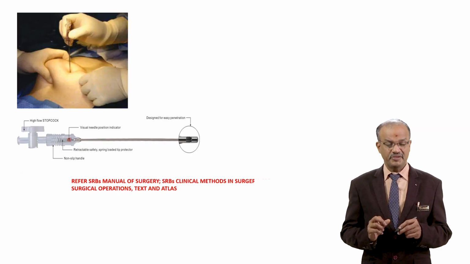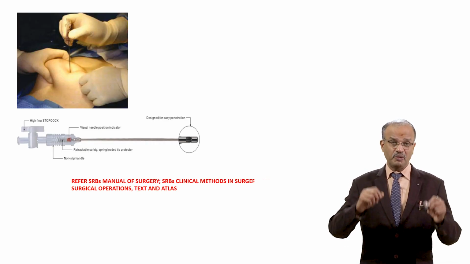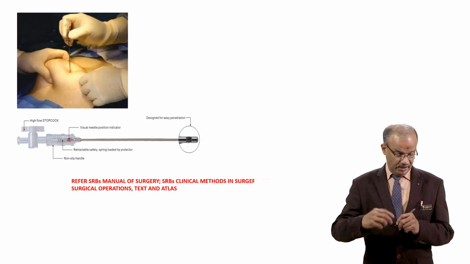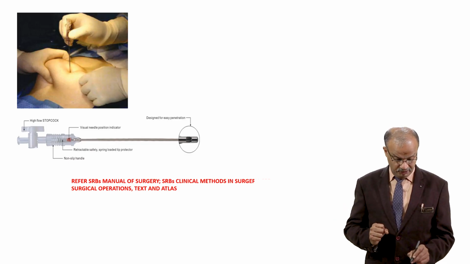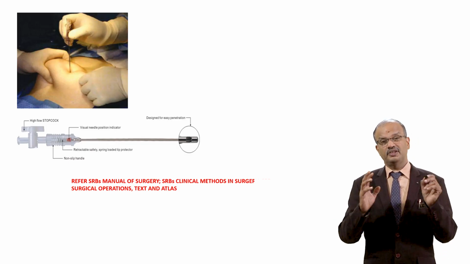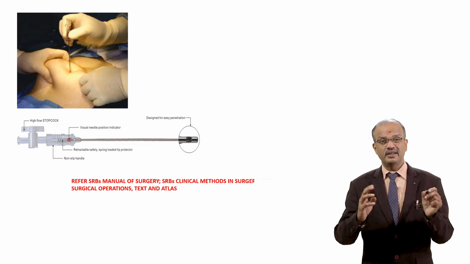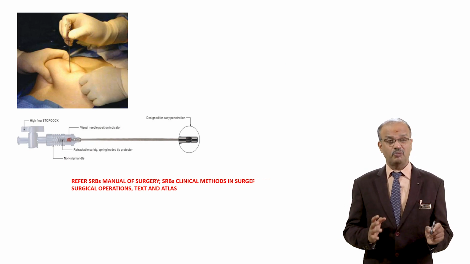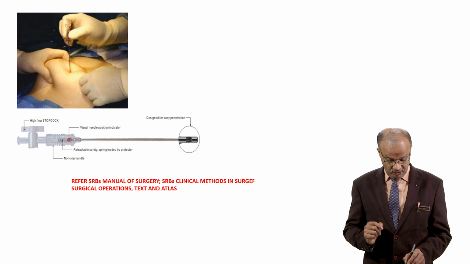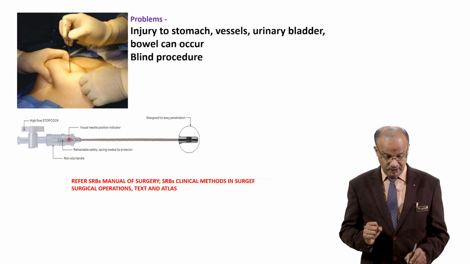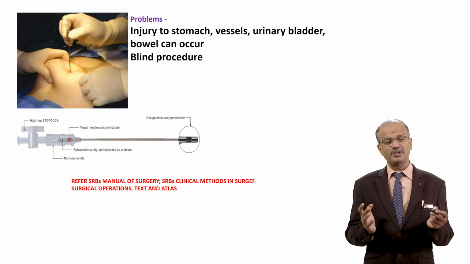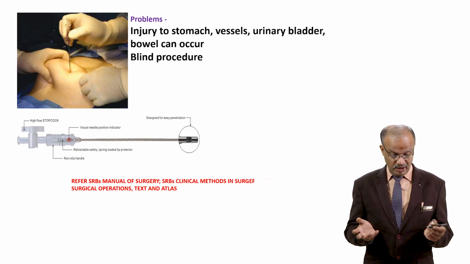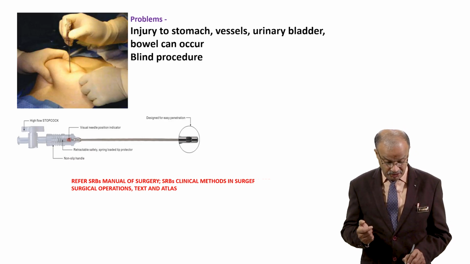That's important. Just showing in this diagram how exactly you'll put the Veress needle and what the different parts of the Veress needle are, the spring action needle, so the safety purpose is very important and very good here. So this is how exactly we use it. And the injury problems, as I already told, are injury to stomach, vessels, bowel. It's because it's a blind procedure. Though the chances are less, it can still occur.